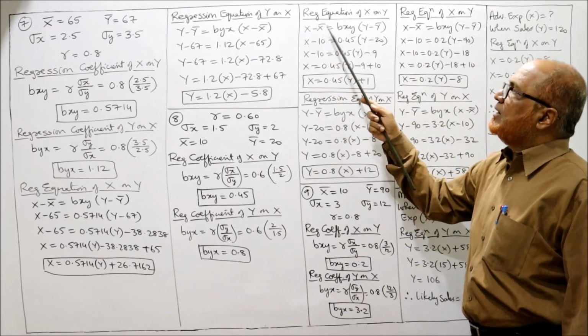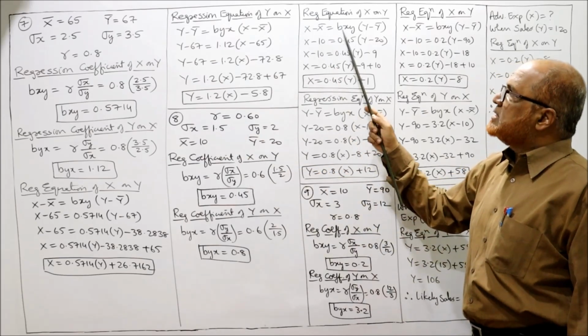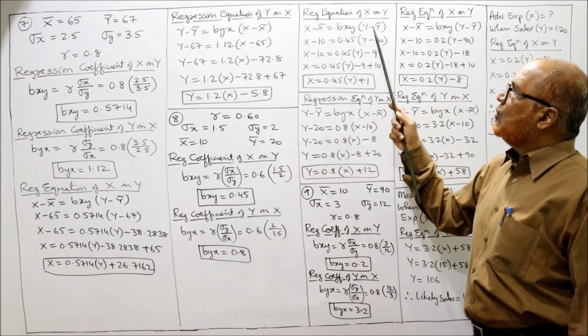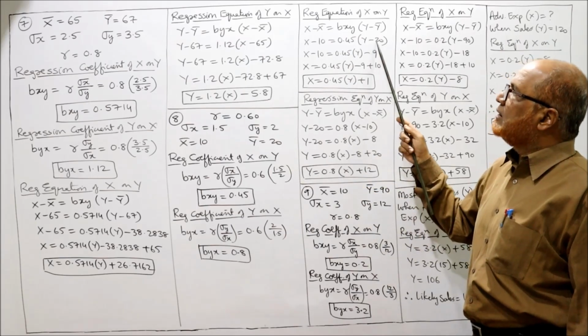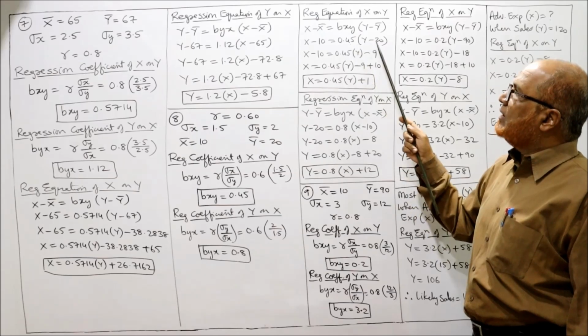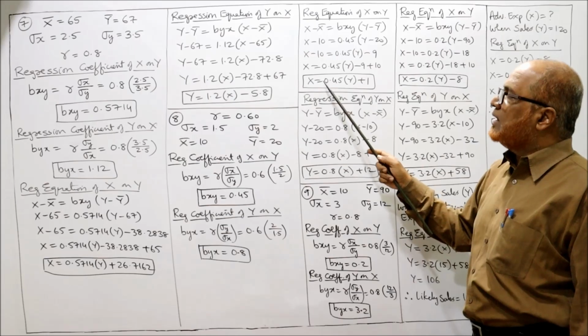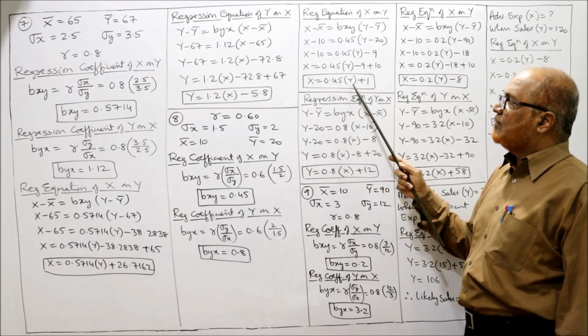Regression equation of x on y: x minus x bar, which is 10, is equal to bxy, 0.45, into y minus y bar, which is 20. Now open the bracket: 0.45 into y, 0.45 into 20 is 9. Bring 10 to the RHS, plus 10. So ultimately x is equal to 0.45y plus 1.